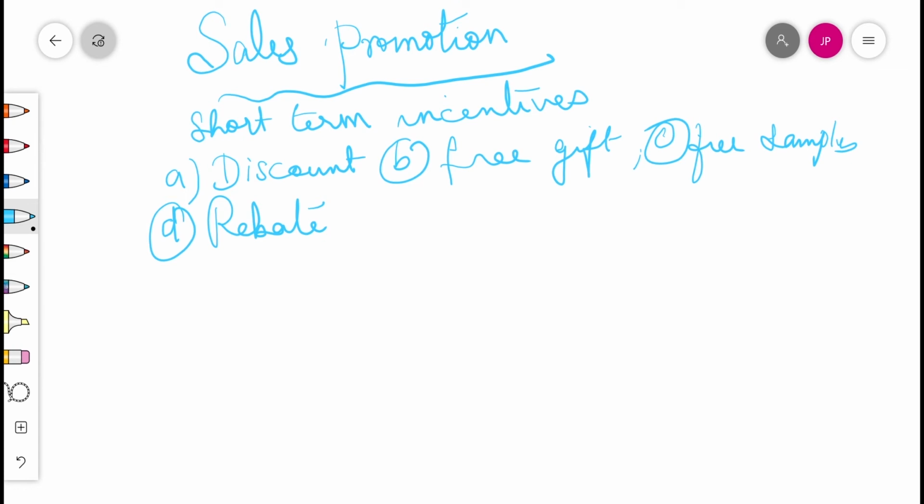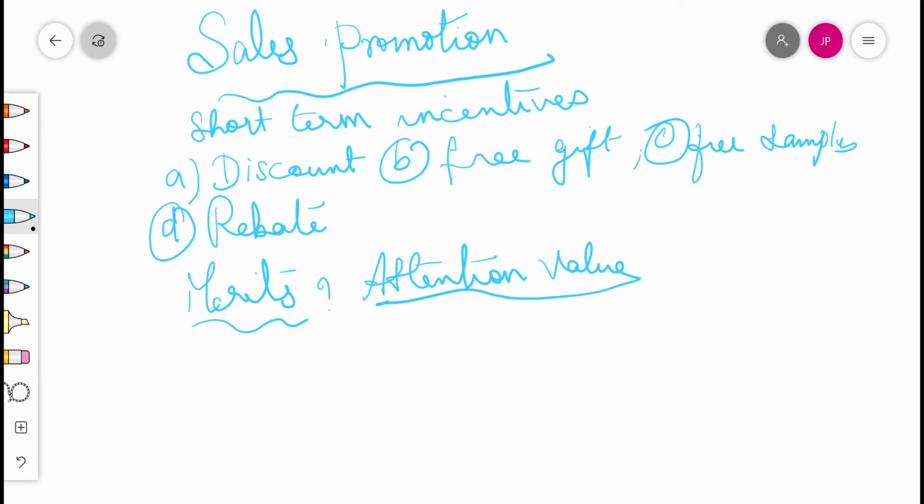What are the merits of sales promotion? What are the advantages? First point is attention value. Use of incentives helps in attracting a large number of buyers. Secondly, it is useful in new product launch. The tools of sales promotion like discount, free gift offer, etc. are very useful in launching new products. It convinces them to use new products in place of the products which they may have been using regularly.